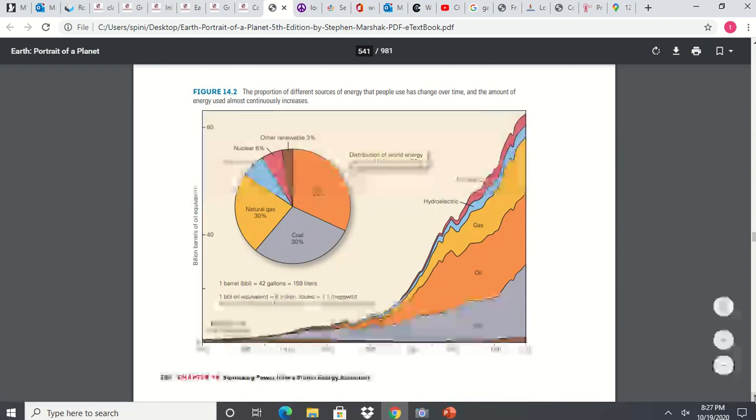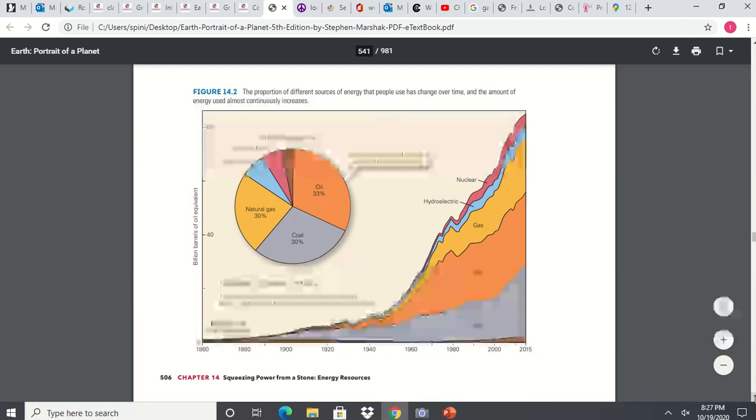This is an older book. So if this was a new book, I think the numbers would be a little bit different. I think that we would see much less coal, quite a bit more natural gas, and quite a bit more of the other renewables, such as solar, which is getting easier to use because it's cheaper, right? And so that's where that's coming from.